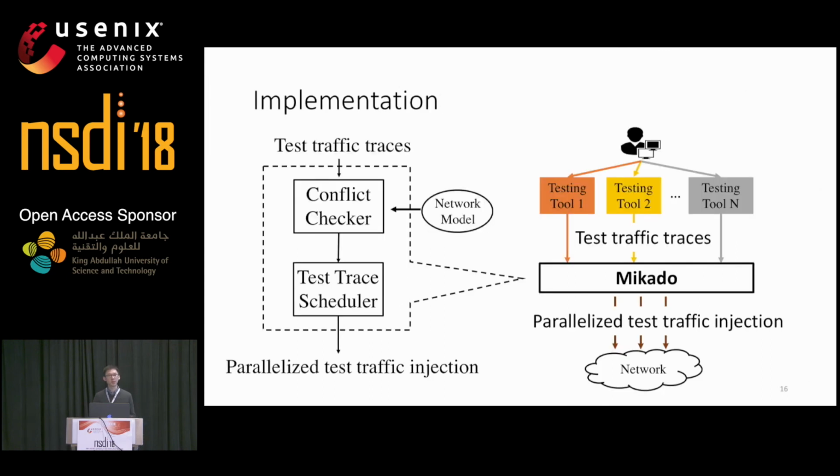We implement this framework, called Mikado. At a very high level, we have two components. First, we have a conflict checker, which is able to generate a conflict graph by detecting conflicts. Then we have a test scheduling algorithm, basically running an off-the-shelf coloring algorithm that gives us a suboptimal schedule.